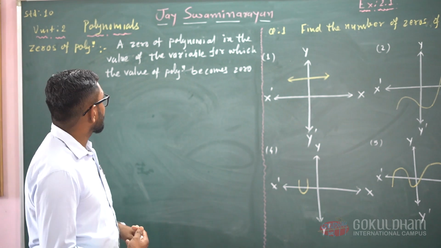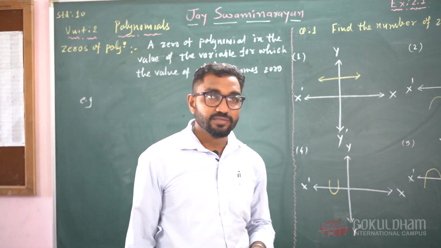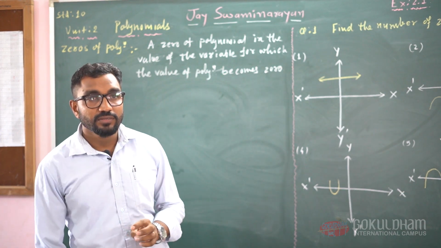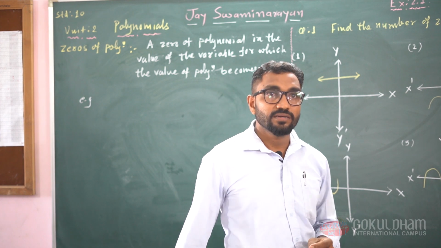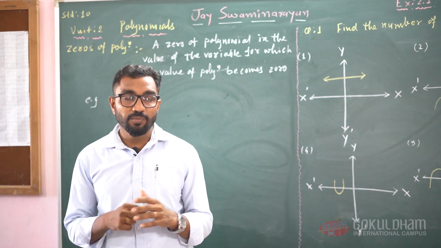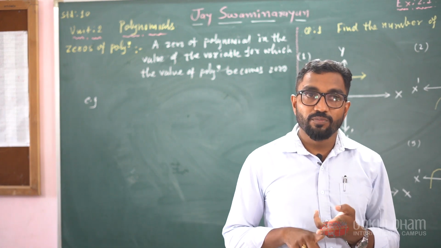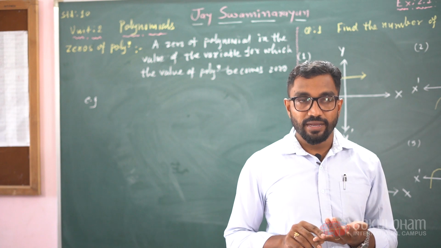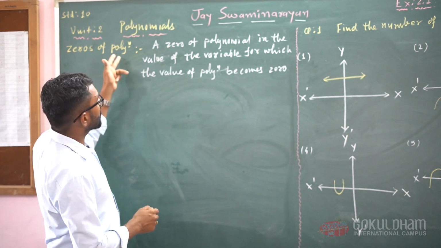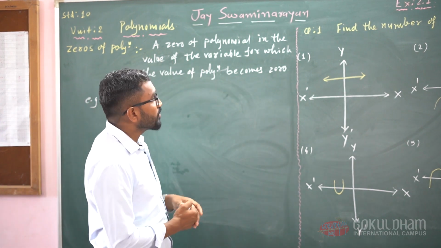Today, in standard 10, unit number 2, polynomials. In polynomials, we have discussed terms, variables, coefficient, degree of polynomials, and linear polynomials, cubic polynomials, quadratic polynomials. And now we will learn zeros of polynomials. Our new topic is zeros of polynomials.